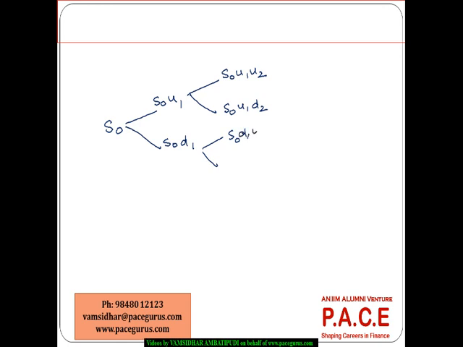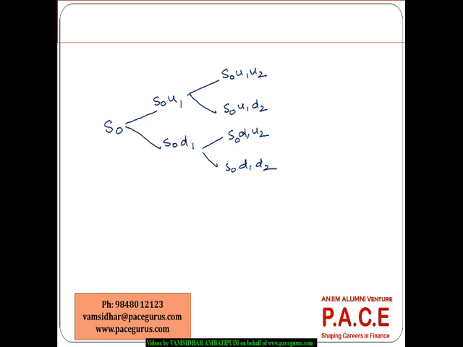See, earlier when we talked about a two period binomial tree, we said S naught times U, S naught times D in the first period. Then it can go to S naught U1 U2, S naught U1 D2. Then S naught D1 U2, S naught D1 D2. This is a typical two period binomial tree approach.